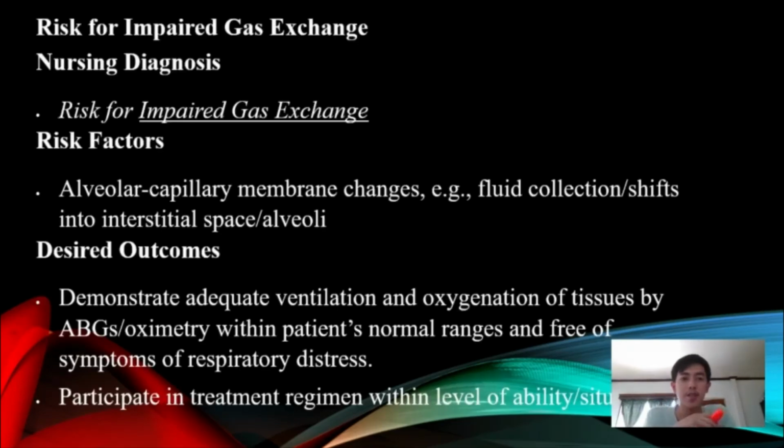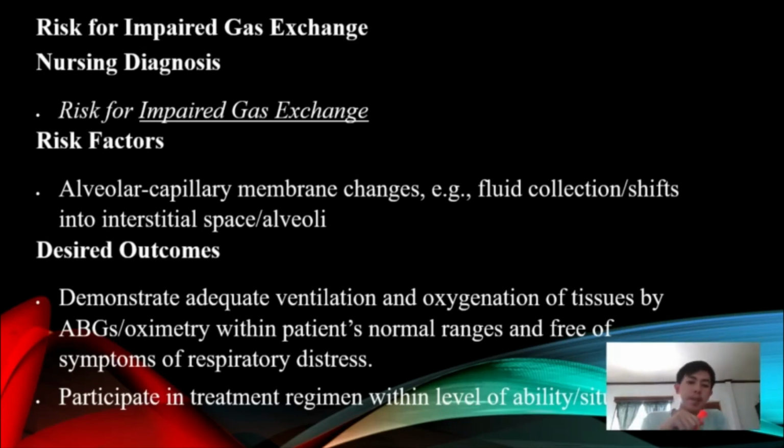Another nursing diagnosis would be risk for impaired gas exchange. Its risk factors include alveolar capillary membrane changes such as fluid collections or shifts into the interstitial space or alveoli. The desired outcomes would be to demonstrate adequate ventilation and oxygenation of tissues by ABGs and oximetry within the patient's normal ranges, be free of symptoms of respiratory distress, and participate in treatment regimen within level of ability per situation.